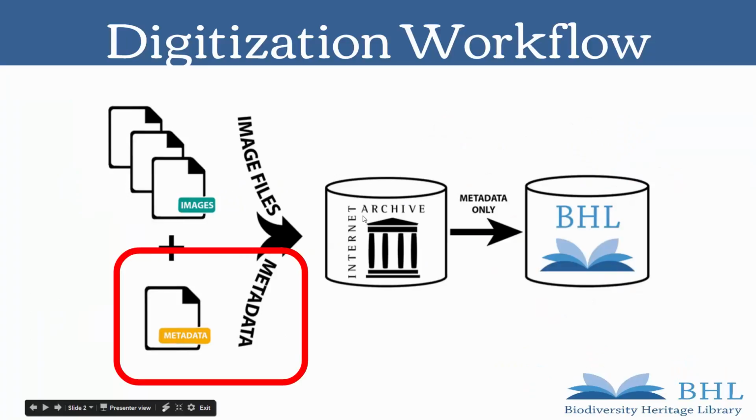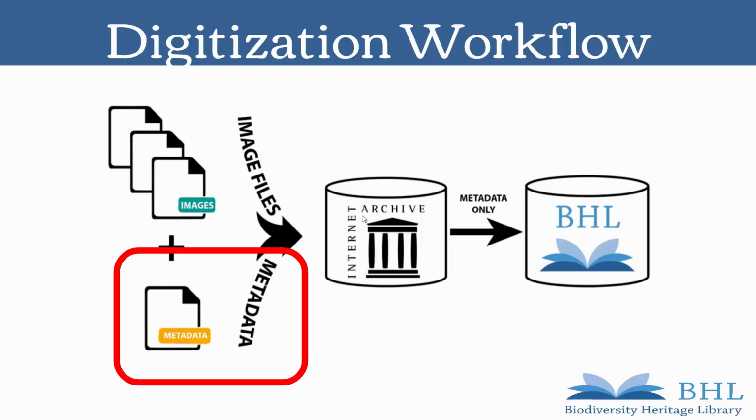This diagram describes an overview of the BHL Digitization Workflow. Metadata is a critical requirement of making the books and volumes in BHL searchable and findable by users of our website. As shown in the diagram, metadata is paired with the image files and sent to the Internet Archive, or IA. The Biodiversity Heritage Library then harvests the metadata from IA and indexes it within its own database.